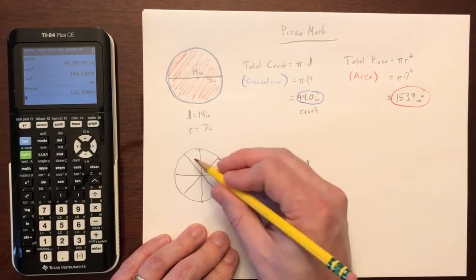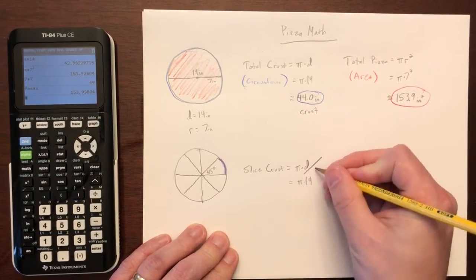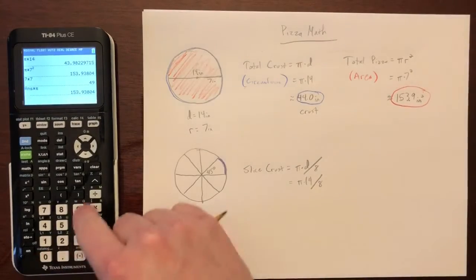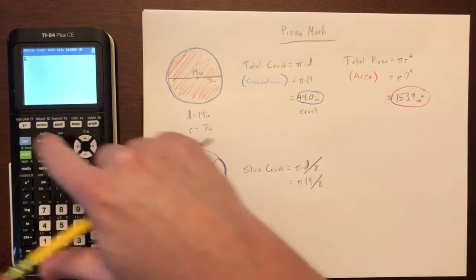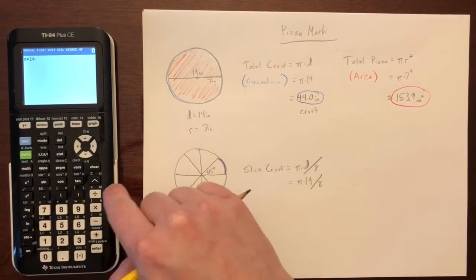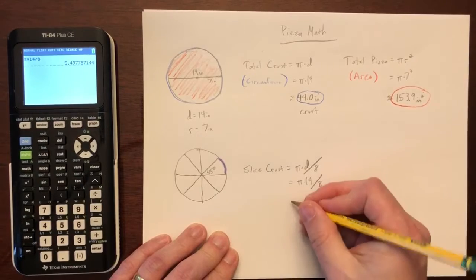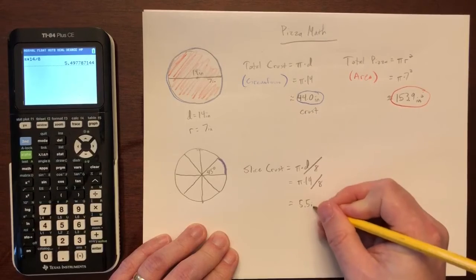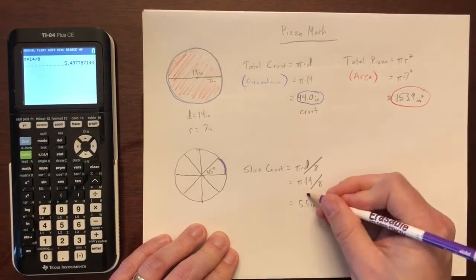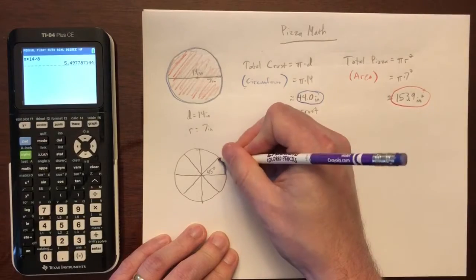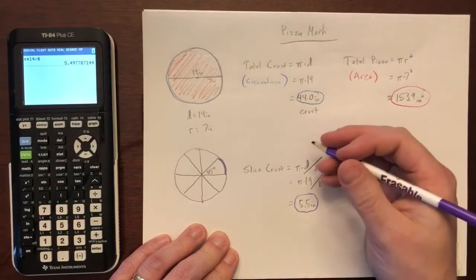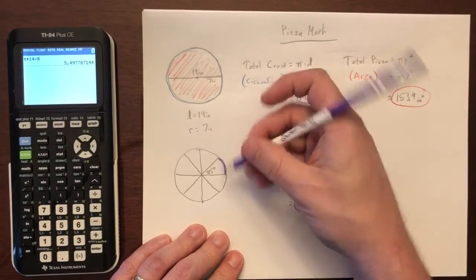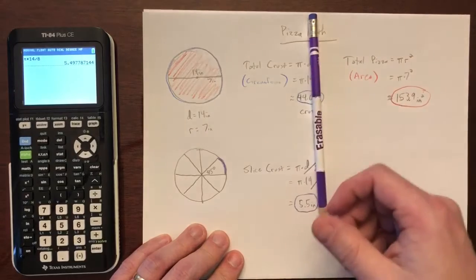I'll bet a lot of you are thinking, well, it's divided into 8 slices, so couldn't we just divide that by 8? And the answer is yes, you certainly can. So if you do pi times 14 divided by 8, that's going to get you that one slice of crust is about 5.5 inches. So that goes with that. There's about 5.5 inches of crust when you hold a regular slice of a Domino's large pizza. Okay, does that seem reasonable? 5.5 inches of crust when you're holding a slice of pizza in your hand? Seems reasonable to me.